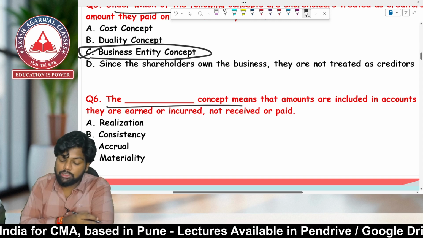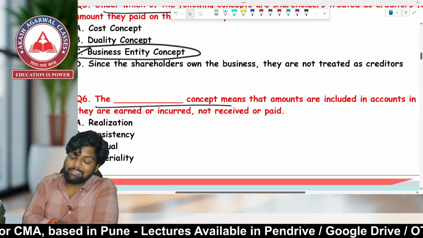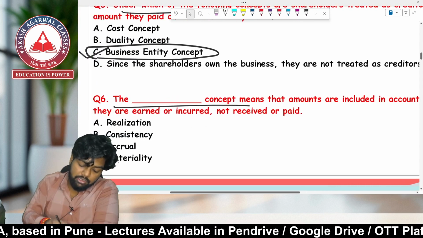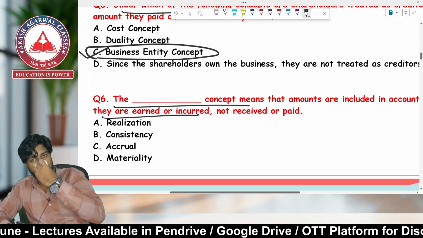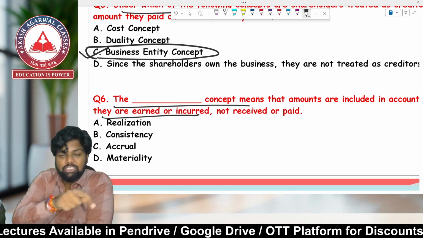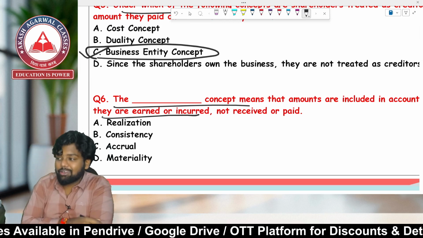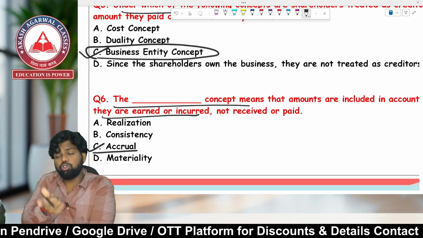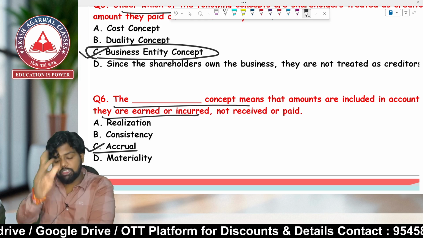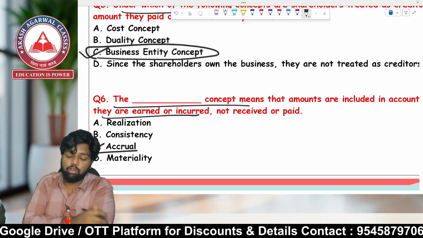The dash concept means that amounts are included in the accounts in the period they are earned or incurred, not received and paid. Which concept says that you have to record cash transactions as well as credit transactions? Accrual. You have to record the income or the expense irrespective of whether we have paid or not paid.